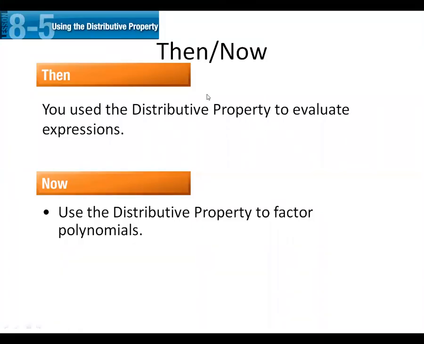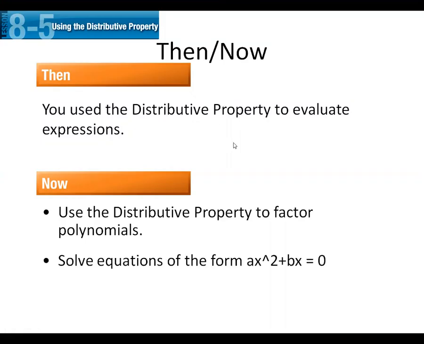All right, guys, on to section 5 of chapter 8. This one is using the distributive property. So previously we used the distributive property to evaluate expressions. Now we're going to use the distributive property to factor polynomials and to also solve equations of the form ax squared plus bx equals 0.